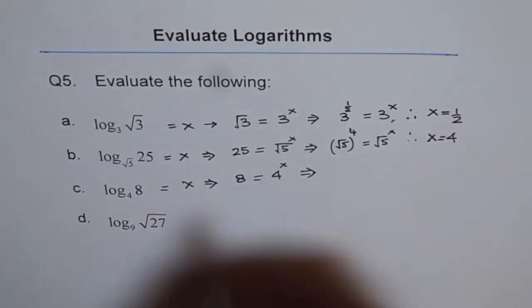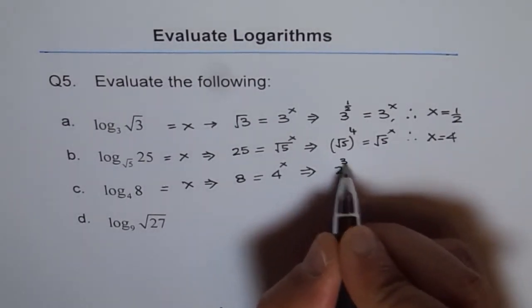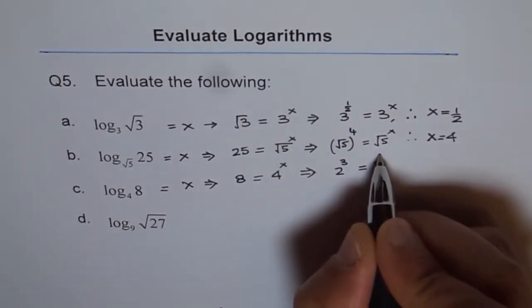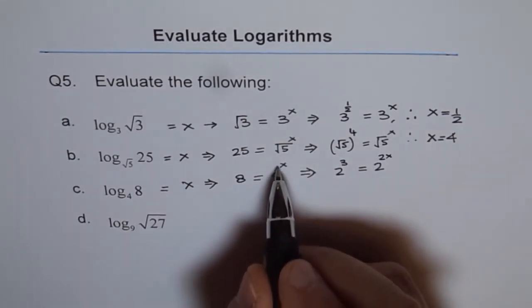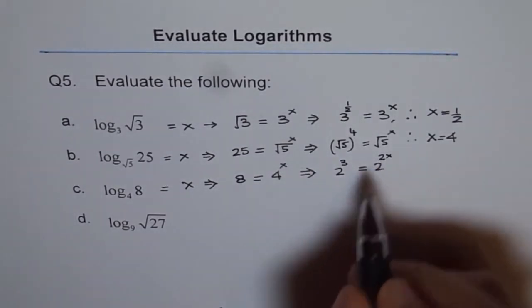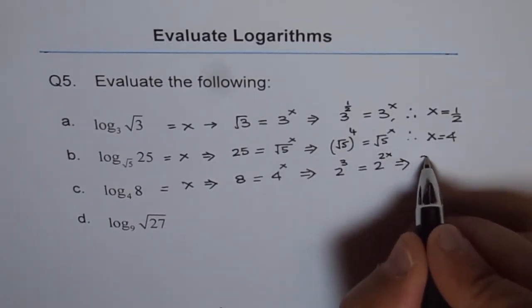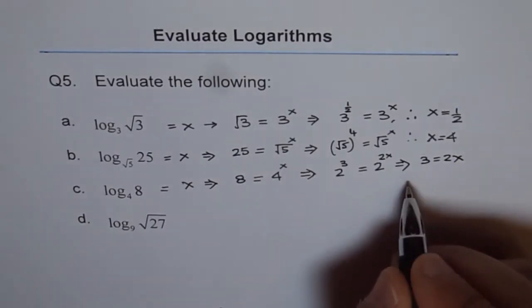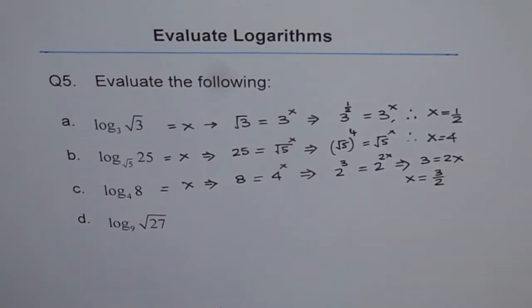We can also do something like this. We know 8 is 2 to the power of 3, so we'll write 2 to the power of 3 is 8, right? And 4 is 2 square, so it could be written as 2 to the power of 2x. Do you see that? 4 is 2 square, so we can write 4 to the power of x as 2 to the power of 2x. Now this implies that 3 equals 2x, correct? Since 3 equals 2x, what is x? We get x equals 3 over 2. Do you see that? So that is how we can get our answer, correct?